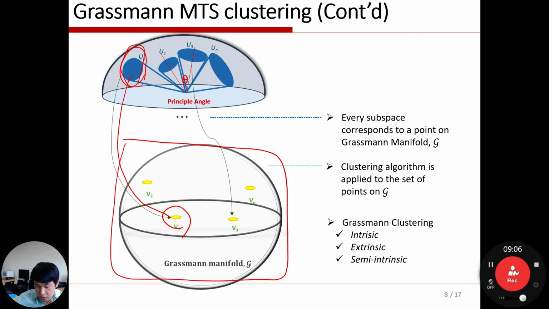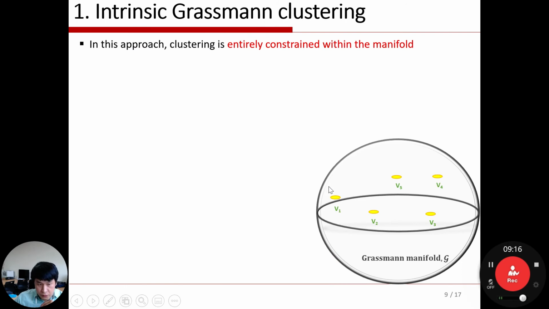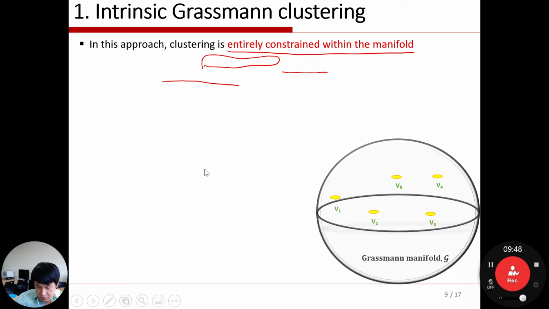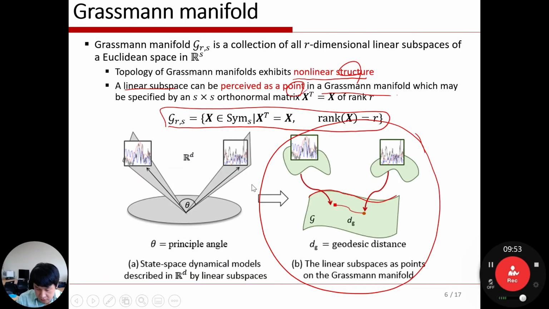So how do we do clustering on this Grassmann manifold? We can have three types: intrinsic, extrinsic, and semi-intrinsic. Firstly, we will introduce the intrinsic Grassmann manifold clustering technique. What we have in mind to define this clustering approach is that all the clustering can be done within the manifold only. So the key idea here is to compute the proper similarity or dissimilarity on the Grassmann manifold using geodesic distance. Geodesic distance means that, in this figure, since the structure is nonlinear, we have to consider the nonlinear property of the Grassmann manifold. We cannot directly compute the Euclidean distance, which doesn't mean actual distance between two data points on the Grassmann manifold.